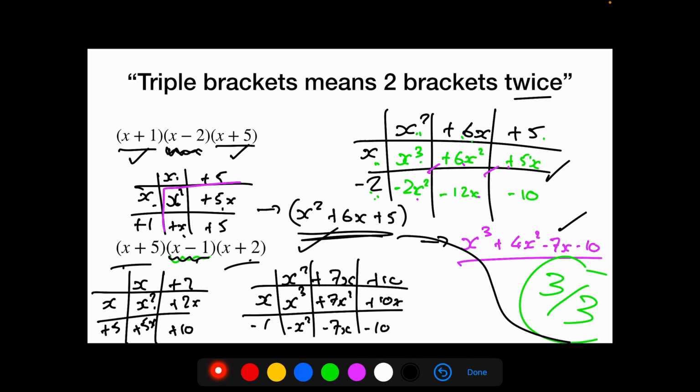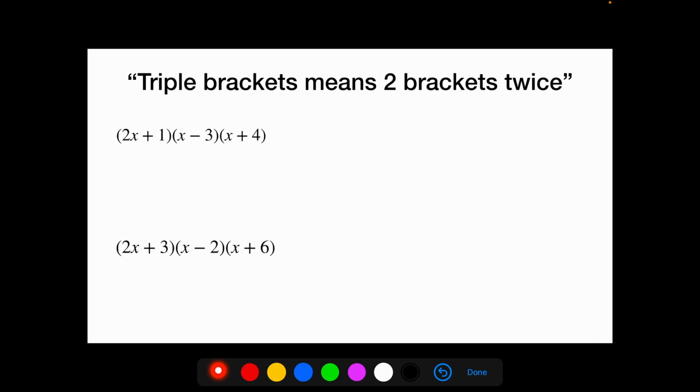So the final bit, we're going to collect it all together. Let's go x cubed. 7 minus 1, that's 6x squared. 10 minus 7, that's 3x. That's minus 10. Okay, how quick was that? And you can do it as quickly as well. We're going to have a go at one final question where the numbers are slightly more difficult, just to show you that it works, and I'll leave the final question on the board for you to have a go at.